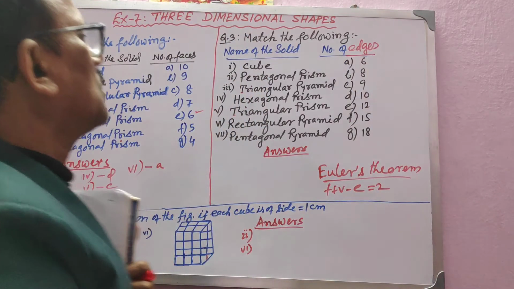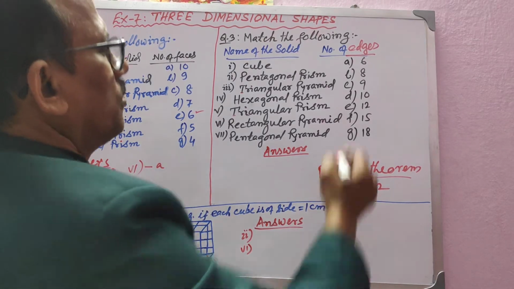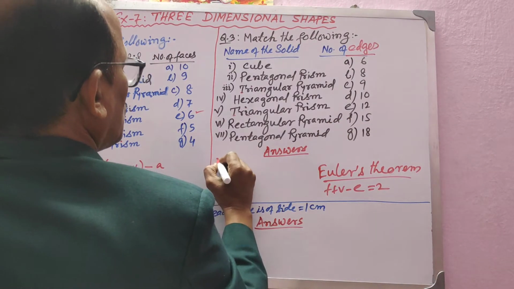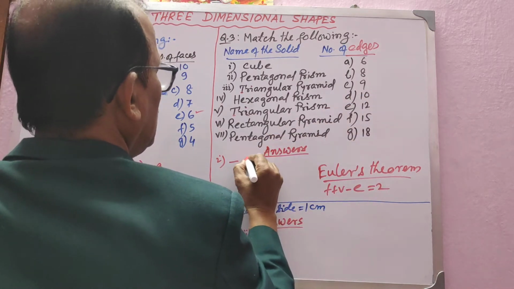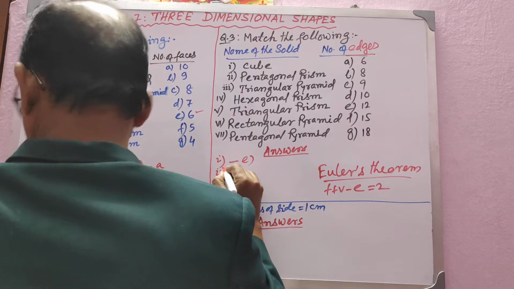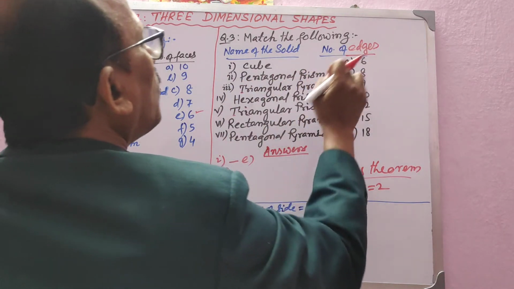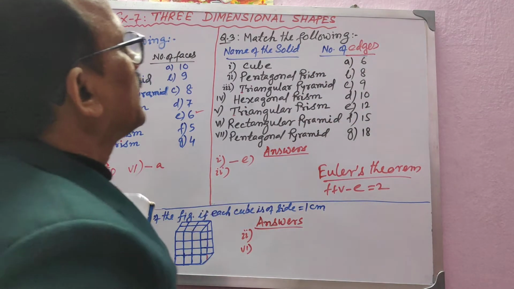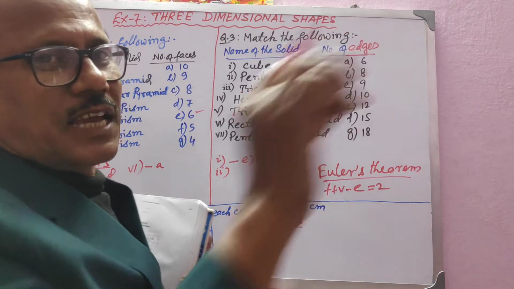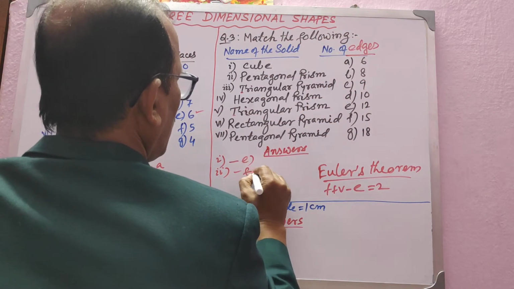Okay, number of edges. Cube. How many edges will it be? 12 edges. So the cube will be matching with 12, that is E. Now the second one will be matching with the pentagonal prism. How many? Pentagon is 5, then top 5 and then side 5. 3 fives is 15, so it will be with F.